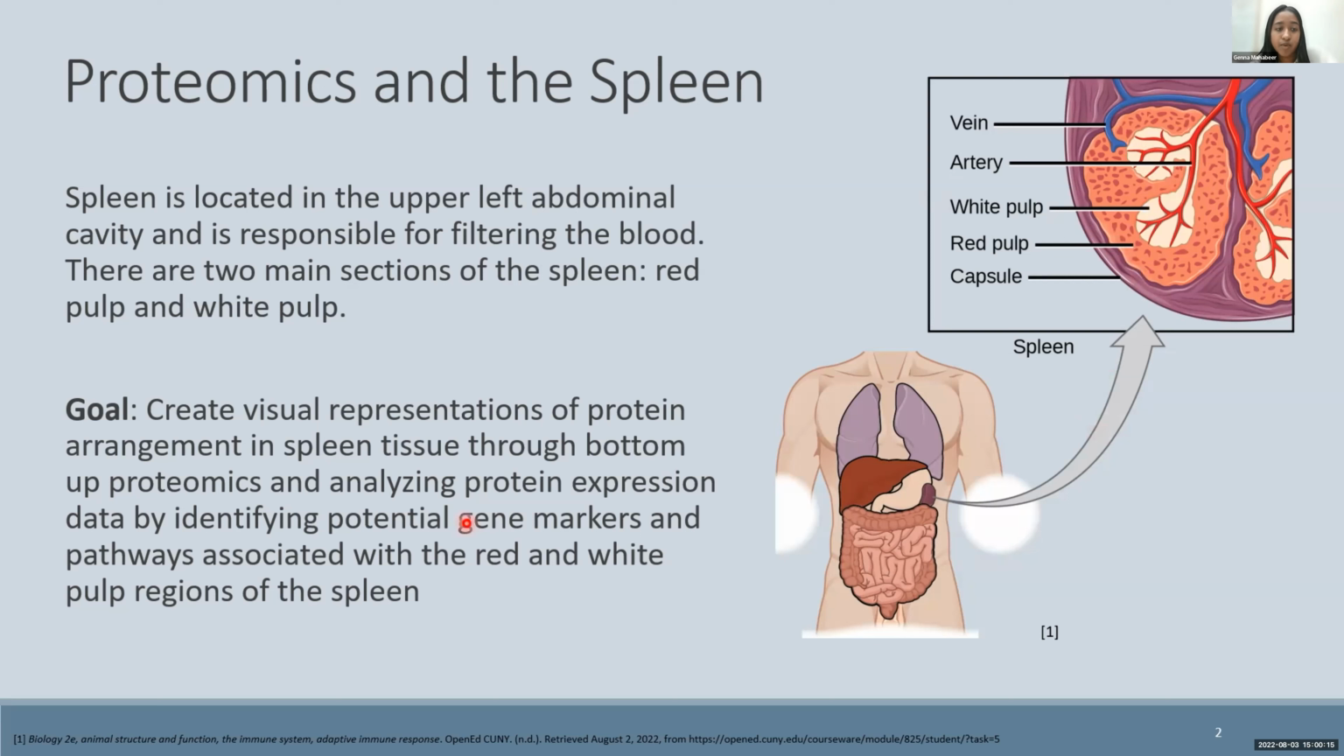And so the overall goal of my project is to create a visual representation of protein arrangement in spleen tissue through bottom-up proteomics and analyzing protein expression data by identifying potential gene markers and the pathways associated with the red and white pulp regions of the spleen.